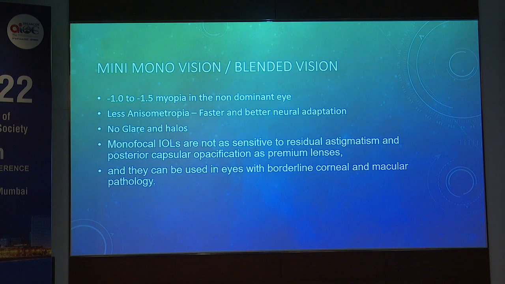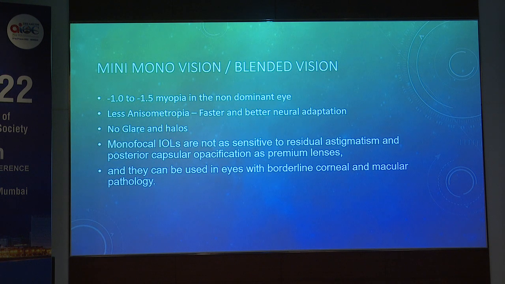So mini monovision is what has come in now, and today I have been doing mini monovision for some of my patients, wherein instead of that high degree of anisometropia, you reduce that anisometropia to about 1 to 1.5 diopters. So less anisometropia, faster and better is the neuroadaptation. And since you're using monofocal lenses, as we all know, it's a no-brainer that monofocal lenses are the best for quality of vision as far as glares and halos go.